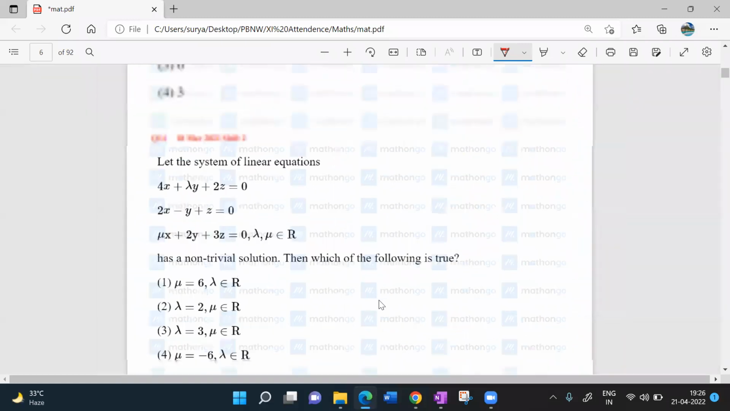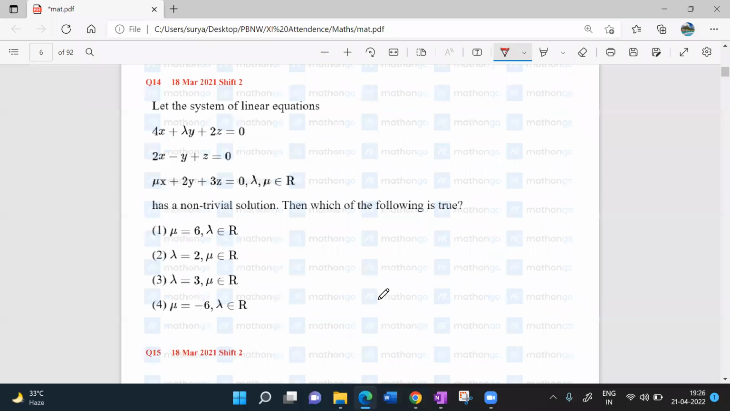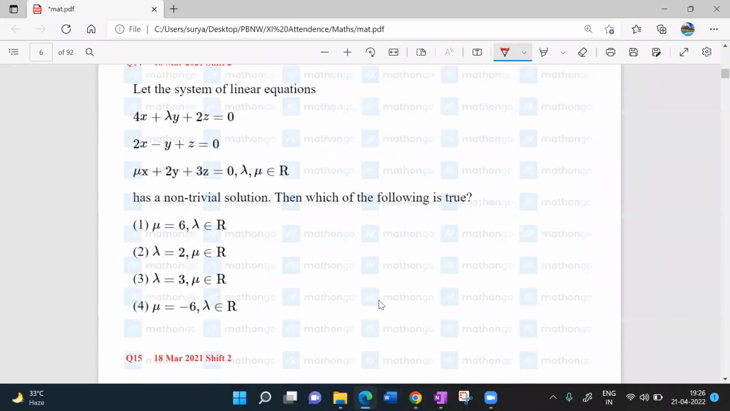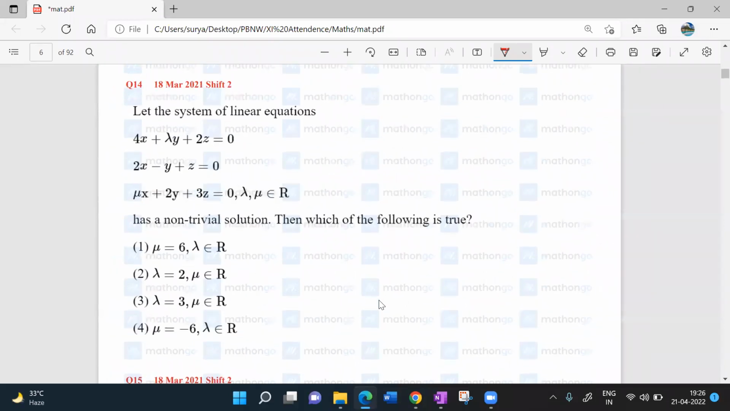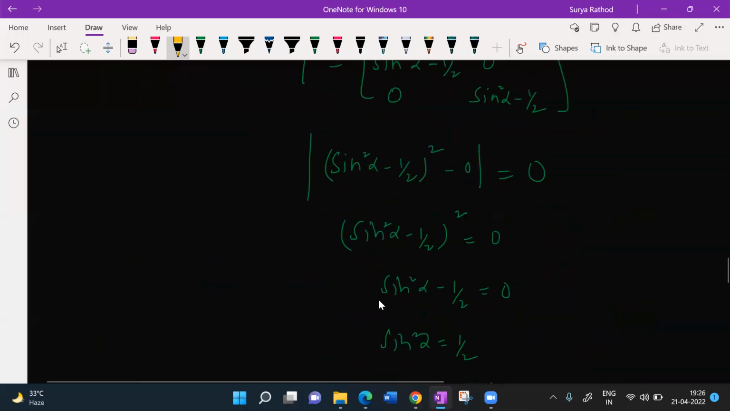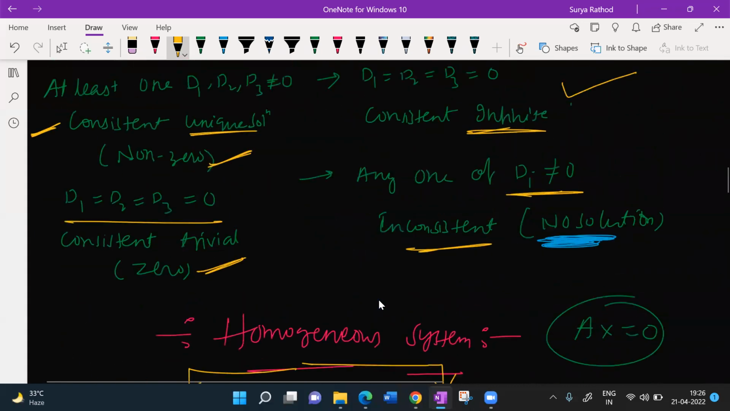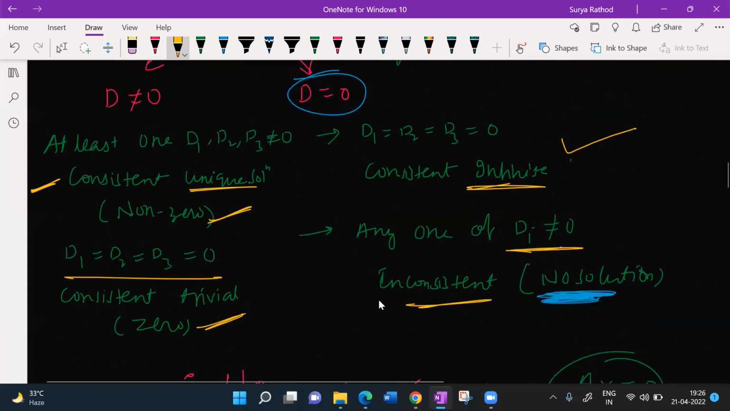Let's solve this question. This is a 2021 question, this one also. It has a non-trivial solution. Which of the following is true? Non-trivial solutions is quite important, this type of questions. Guys, non-trivial solution. What was the non-trivial solution condition? Check. Determinant is equal to 0.